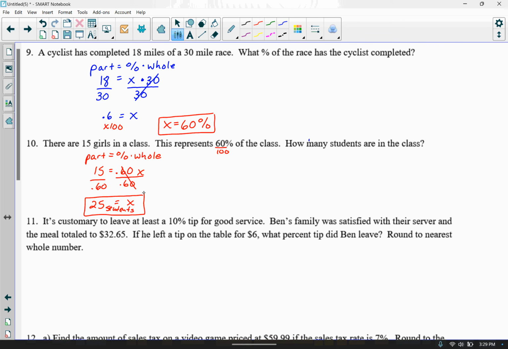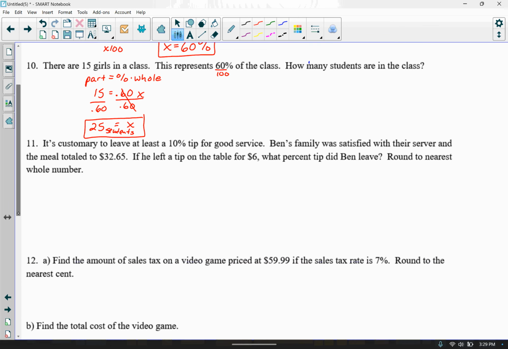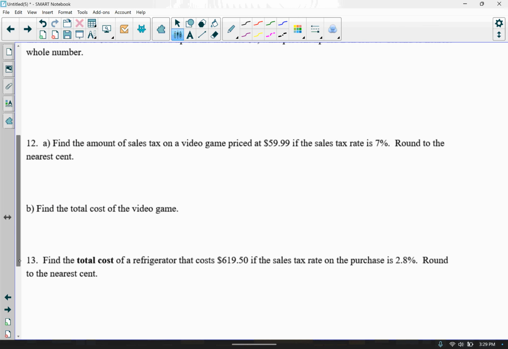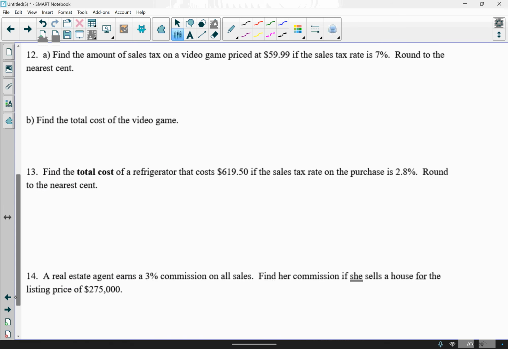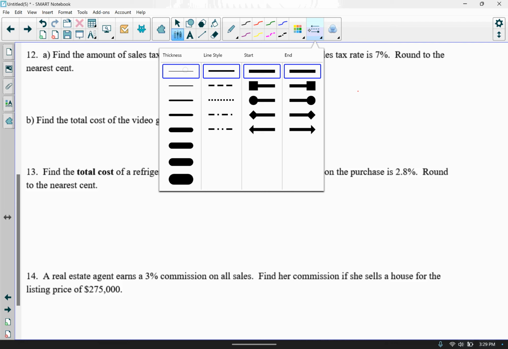Okay, I'm going to let you try number 11 on your own. Very similar to what we've got there, so you can check yourself by the solution key. Let's come on down and look at number 12. Number 12 is a common type of thing that you would see in everyday life.